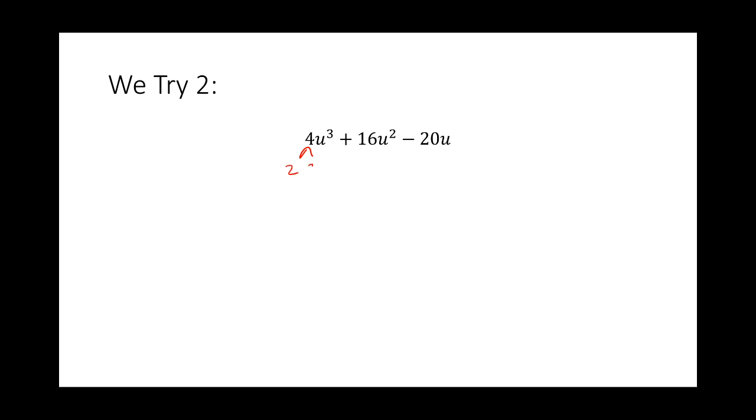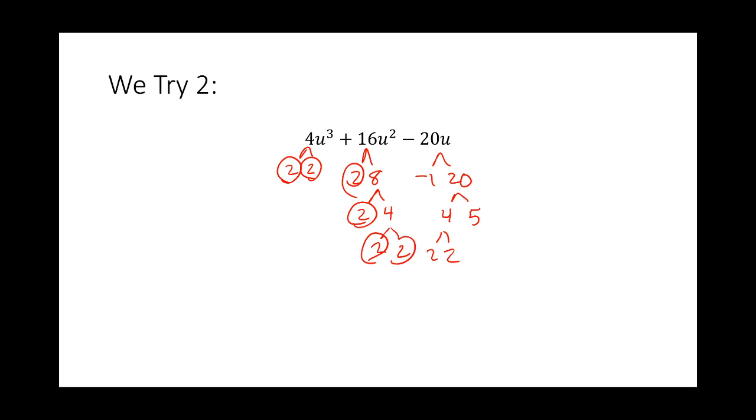So this 4 is 2 times 2. This 16 is 2 times 8. That 8 is 2 times 4, which is 2 times 2. -1 times 20, which is 4 times 5, which is 2 times 2. We can circle all the primes. Remember, we're pretending that -1 is prime. Let's make a table.